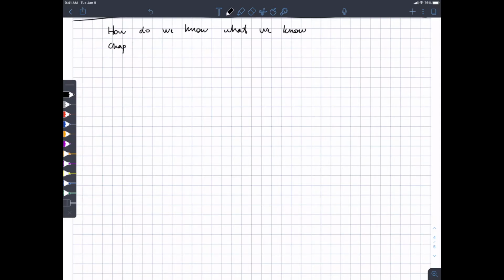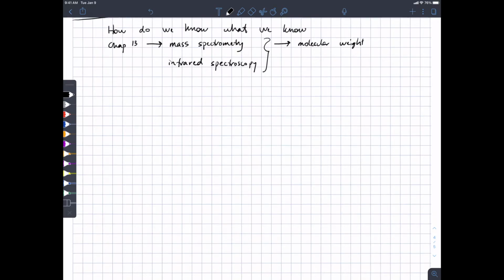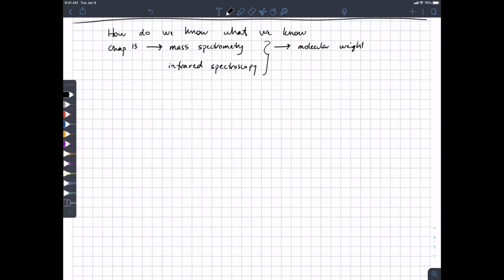Chapter 13 describes two techniques. One is called mass spectrometry, and the other is called infrared spectroscopy. Okay, and these are fairly easy to understand on your own, so we're not going to talk about them a lot in class. Mass spectrometry gives you the molecular weight of a molecule. It's a highly technical technique.